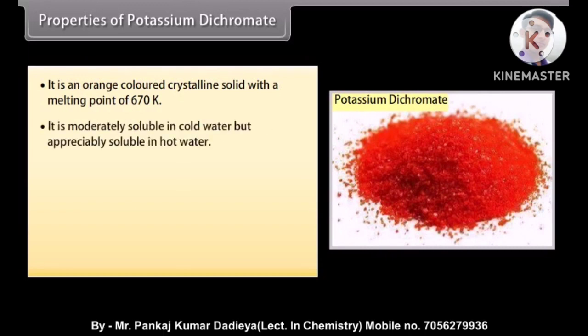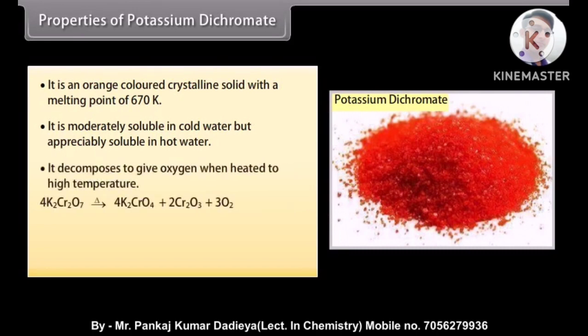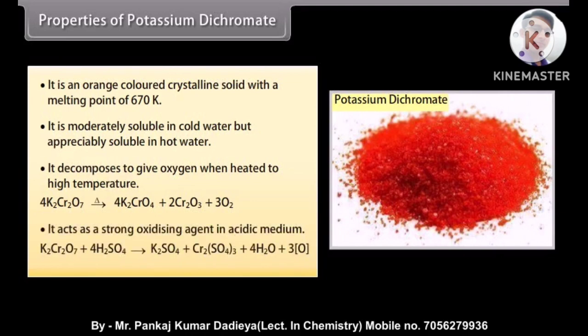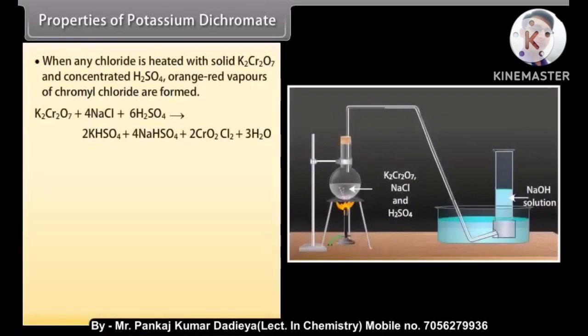It is moderately soluble in cold water but appreciably soluble in hot water. It decomposes to give oxygen when heated to high temperature. It acts as a strong oxidizing agent in acidic medium. When any chloride is heated with solid K2Cr2O7 and concentrated H2SO4, orange-red vapors of chromyl chloride are formed.